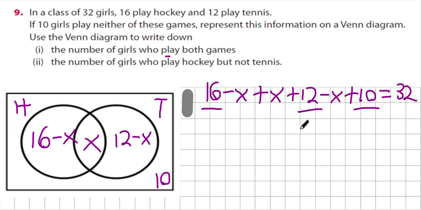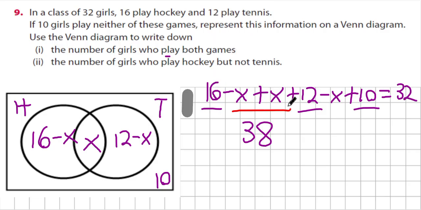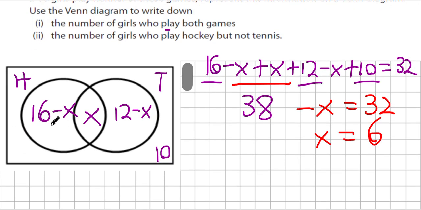I think I'm going to get 38. Is that okay? Add the regular numbers together. What's minus X plus X? Minus X plus X is nothing, and then we have a minus X left over, don't we? So what do you think X is? Anybody? X is 6.